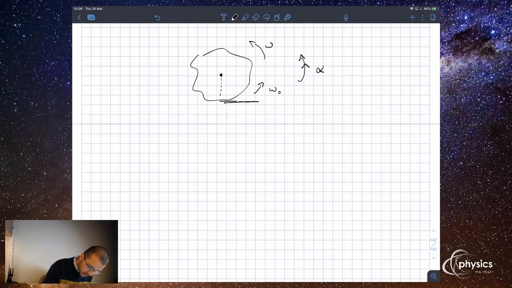The resultant force should be applied tangent to the circle, like that. So I'm still applying a resultant force, but it is tangent to the circle. So it's 90 degrees to the radius.